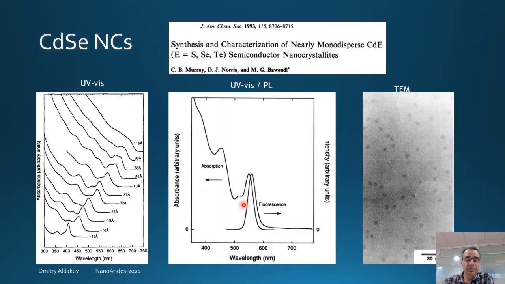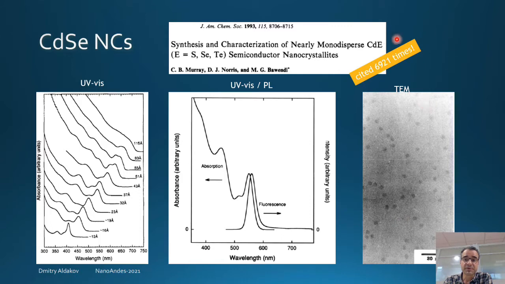The most common example, as I mentioned, for nanocrystals is cadmium selenide. The first publication of the colloidal cadmium selenide was in 1993. This is a very popular publication in JACS. It's the group of Moungi Bawendi who provided UV spectra of the shifting maximum of absorption and photoluminescence, very small Stokes shift, a pretty nice quantum yield, and very nice size dispersion.